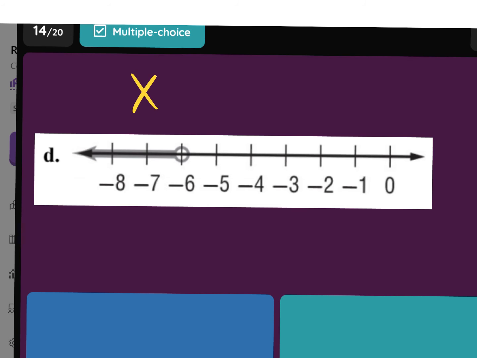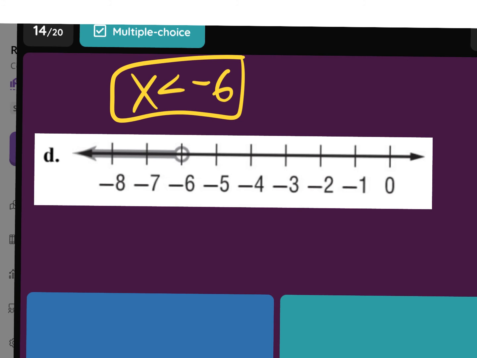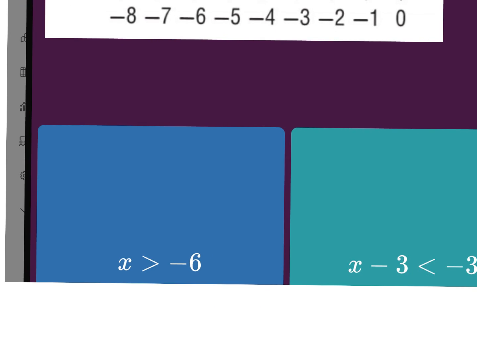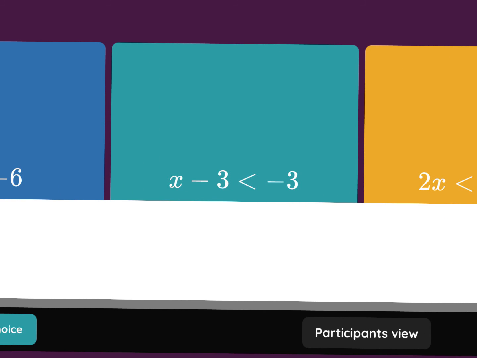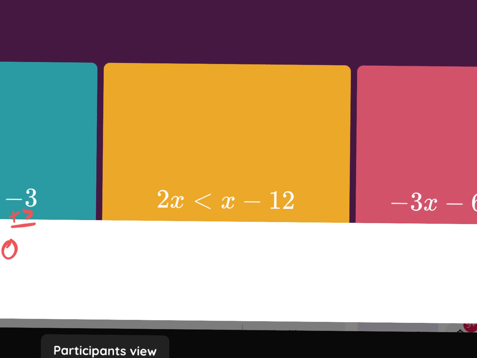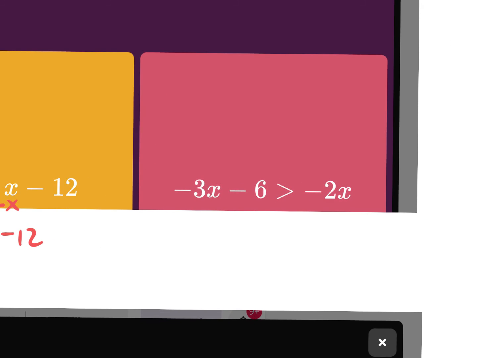So what's the inequality right there? X is less than negative 6. That's what we're looking for. X is less than negative 6. That's x is greater than negative 6. Is this guy x is less than negative 6? Well, we need to add 3. Nope, that's going to be x is less than 0. Yeah, it feels like we already did this one before. I think it's duplicated. Anyway, if I subtract x, that'll be x is less than negative 12. That's not it either. This last one must be it.